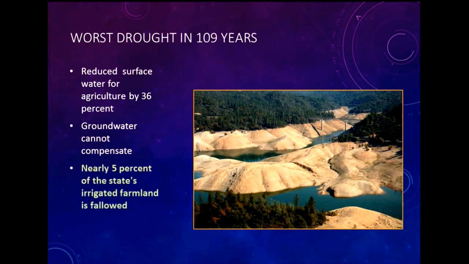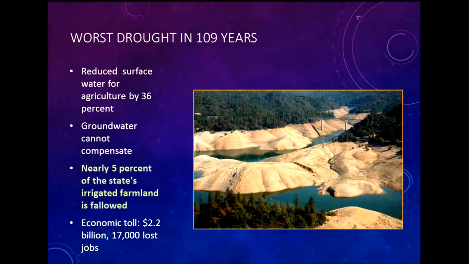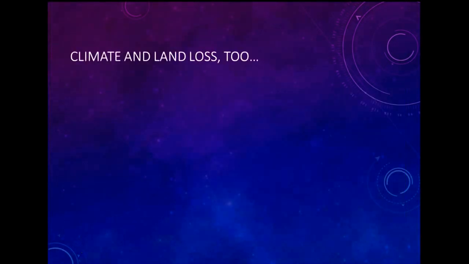I've covered this, that groundwater cannot compensate, and that about 5% of the state's irrigated farmland has been fallowed. Now, the economic toll has been over $2 billion and over 17,000 lost jobs. So it's not just an environmental issue, obviously. It's an economic and livelihood issue as well.